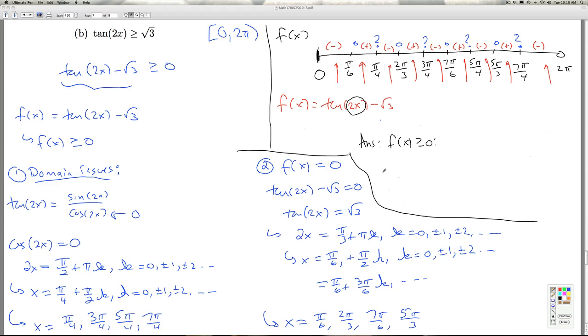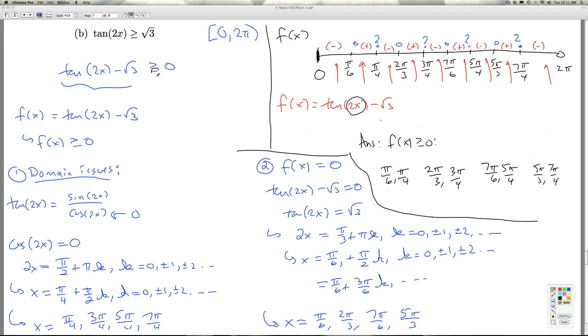Well, it's bigger than 0 from pi over 6 to pi over 4, and then again from 2 pi over 3 to 3 pi over 4, and then again from 7 pi over 6 to 5 pi over 4, and then again from 5 pi over 3 to 7 pi over 4. Okay, so pi over 6 to pi over 4, 2 pi over 3 to 3 pi over 4, 7 pi over 6 to 5 pi over 4, 5 pi over 3 to 7 pi over 4.